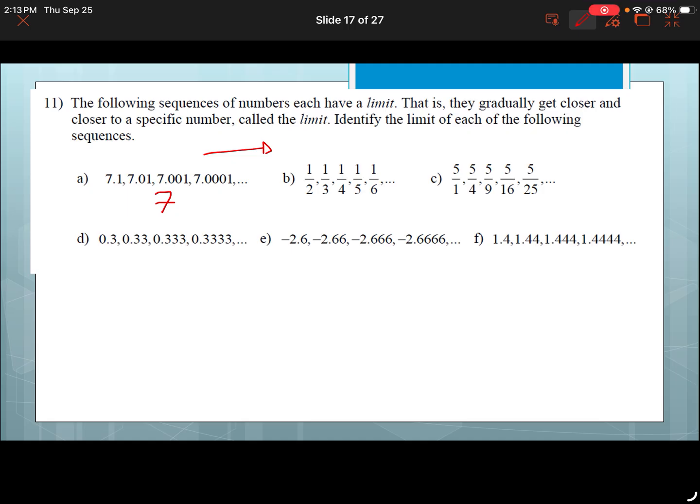And what about this one? It goes half, third, quarter, fifth, sixth, eighth, ninth, bajillionth, whatever. It's getting so close to 0, we say the limit is 0.